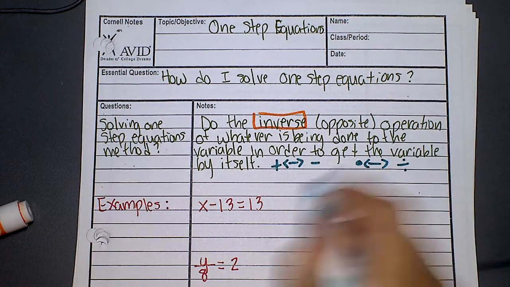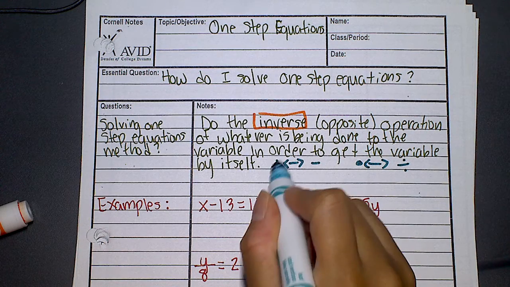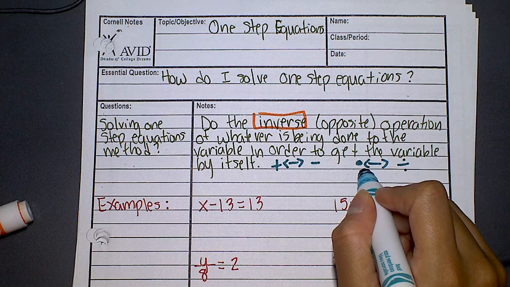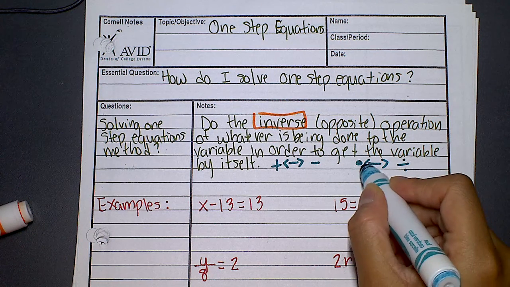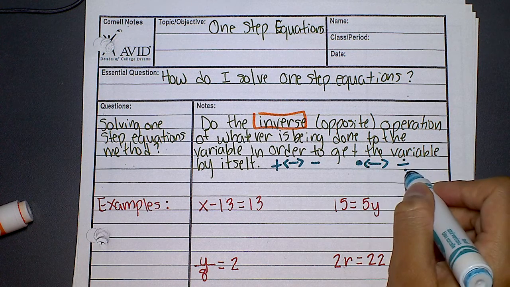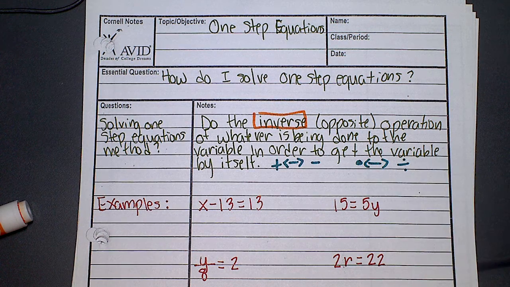So if there's a problem that's already adding, you're going to subtract. If it's already subtraction, then you have to add. Same thing with multiplication and division. If it's already multiplication, the inverse would be division. The inverse of division would be multiplication. So let's see what this looks like in our examples.